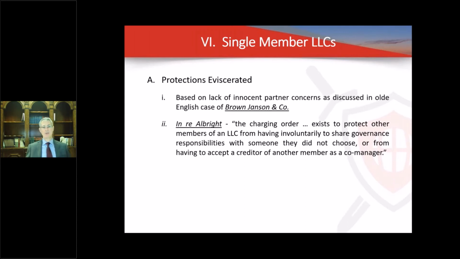Now the other partner's got a new partner. It disrupts the whole business. We're not doing it. So that was the idea. It's an English idea. That's where the charging order comes from. It's almost a historical note only to the LLC statutes, but that was it. In bankruptcy, you don't want to be a single member LLC. Albright, and then three or four cases after, say you're going to lose your equity if you're a single member LLC in bankruptcy.